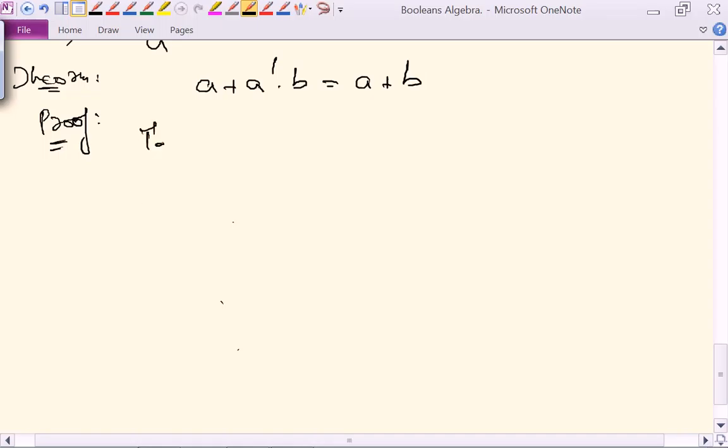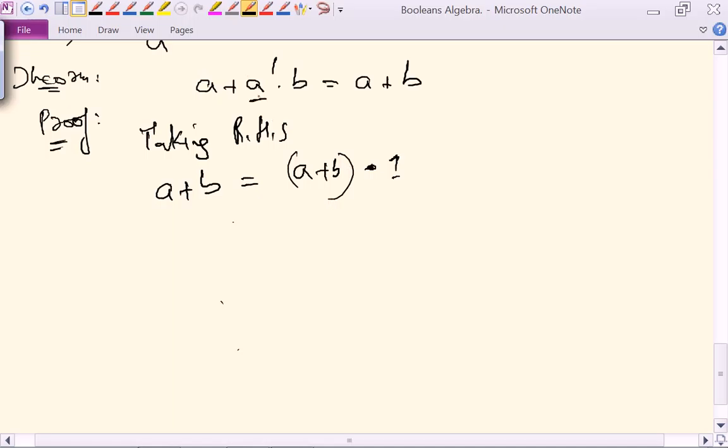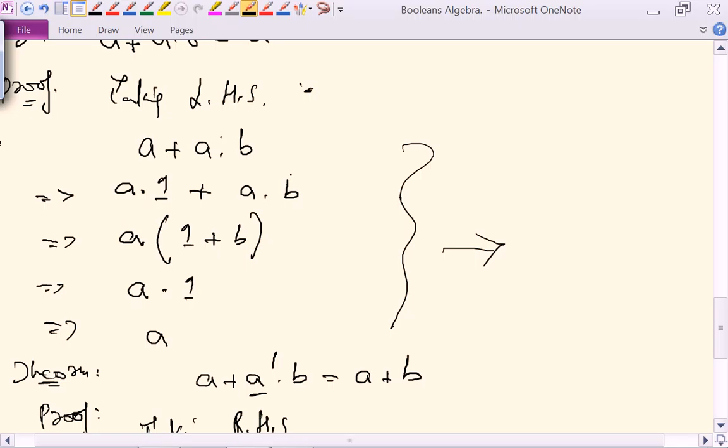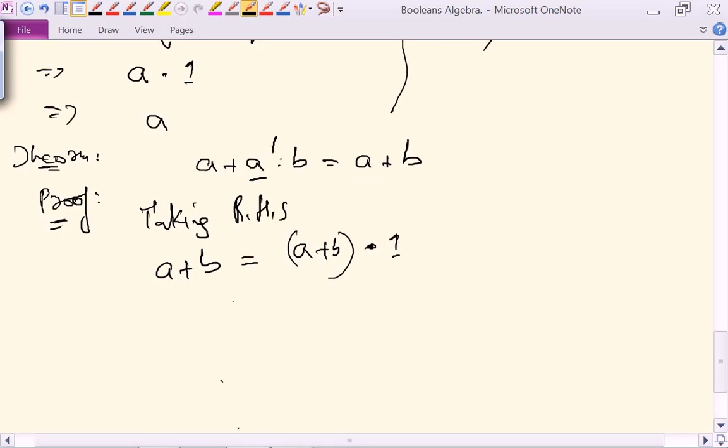So taking RHS, right hand side, that is A or B, right? And I can say this is equal to A or B and 1, because I have to somehow get this A complement somewhere, right? This is my problem. If it would have been A or A and B, this would have been very easy, because I would have introduced 1 here, like the previous question, and just for 1 we could have done it easily, but here we have A complement, so we have to do a little bit here.